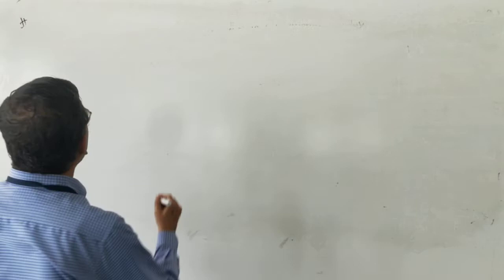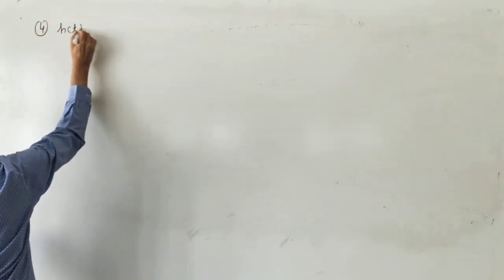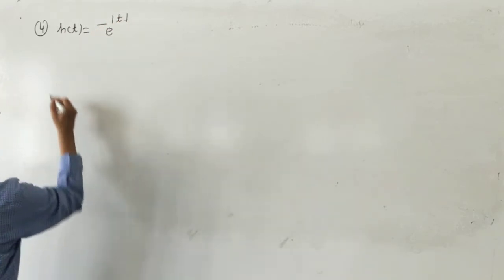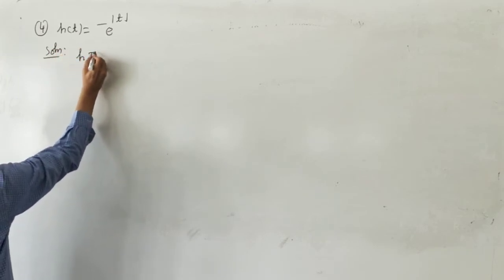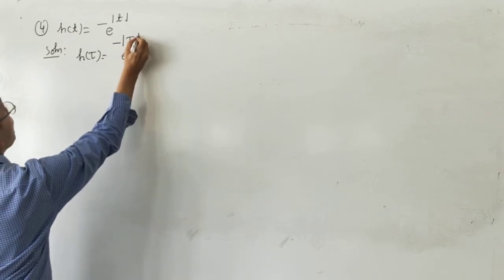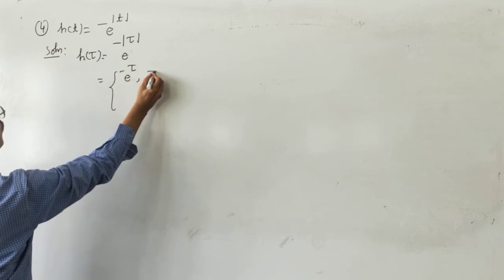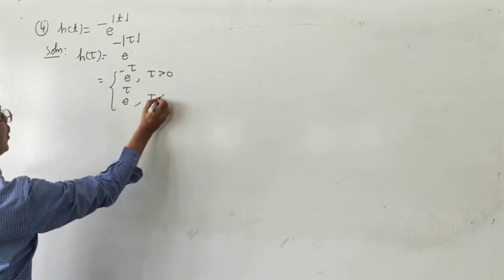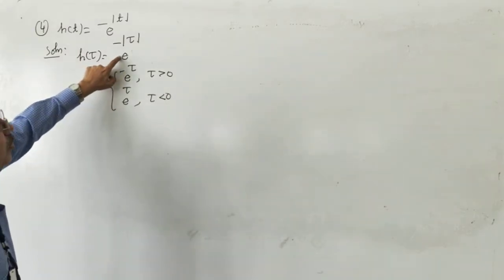h of t equals e to the power minus modulus of t. Solution. h of tau, this is now continuous time, h of tau equals e to the power minus modulus of tau. This is nothing but e to the power minus tau for tau greater than 0, e to the power plus tau for tau less than 0. These two statements have been represented by a single statement here.